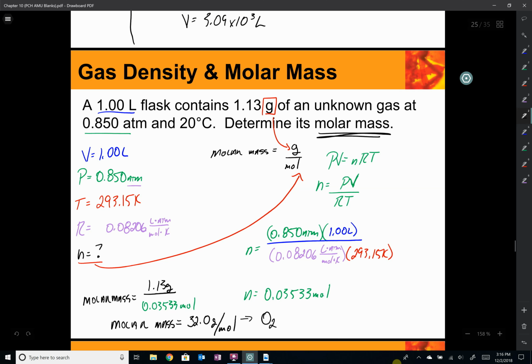So again, the big secret, although it's not really a secret, is to make a list of what information you have and look at what's missing. Look at what's missing and then basically solve our ideal gas law for what's missing, and then think about what we need to do with it.